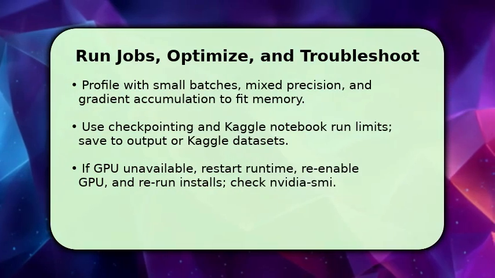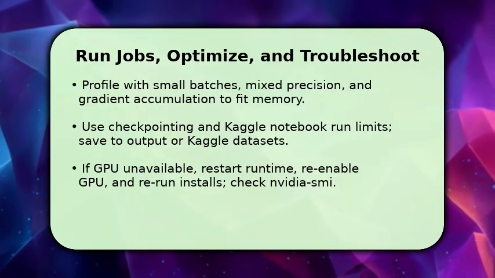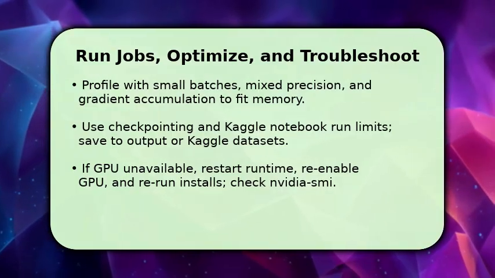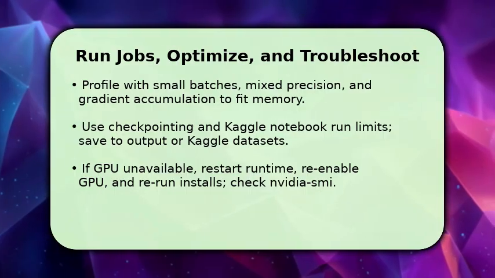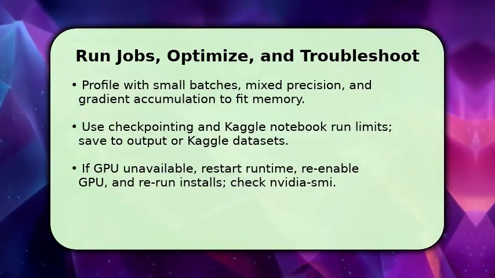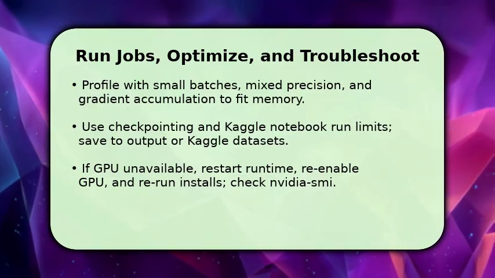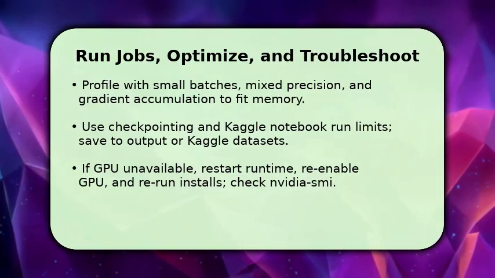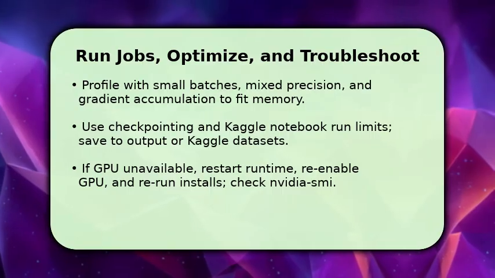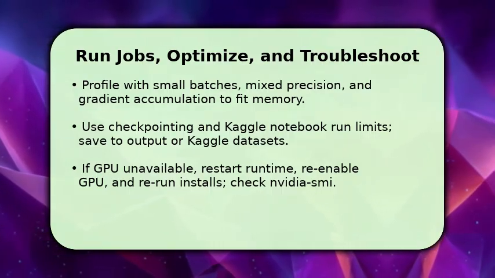Start with small batch sizes, enable mixed precision where supported, and use gradient accumulation to mimic larger batches. Make sure to checkpoint models frequently and save outputs to the notebook's output directory or a new Kaggle dataset because sessions can time out. If the GPU disappears or libraries error, restart the runtime.